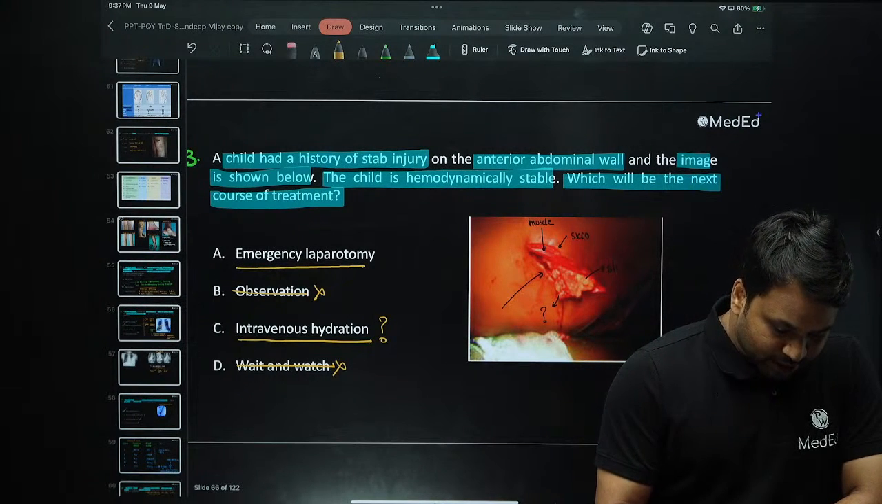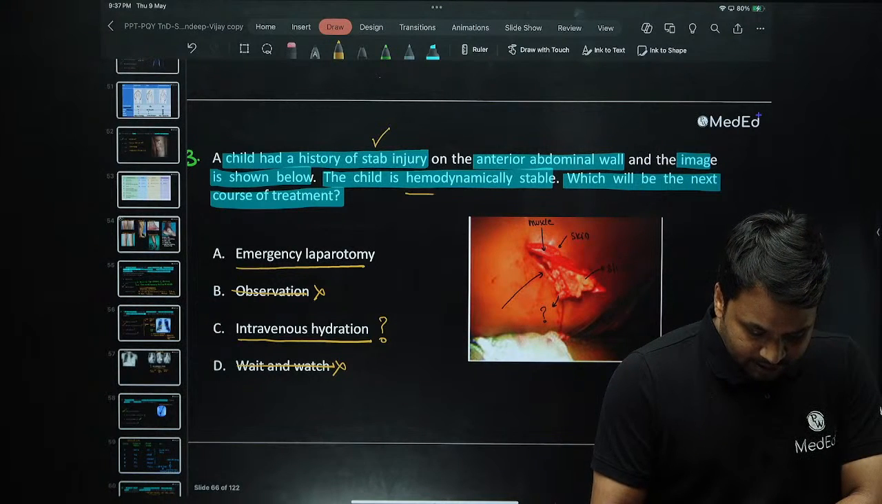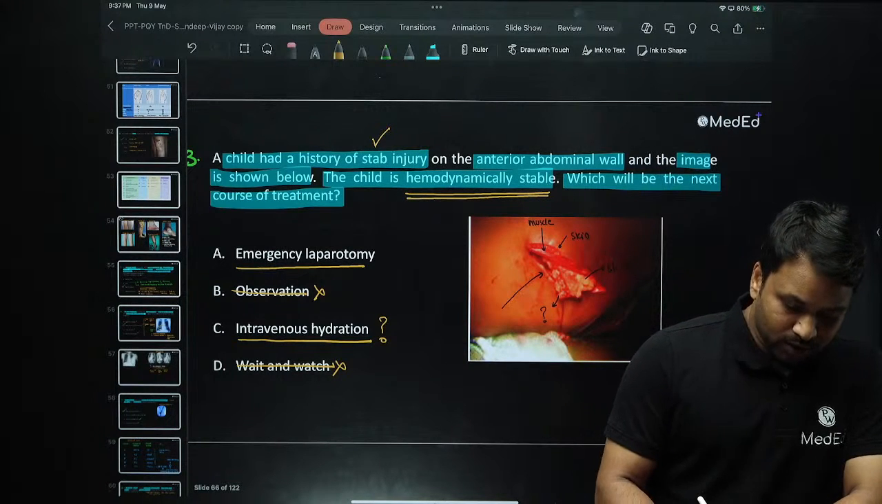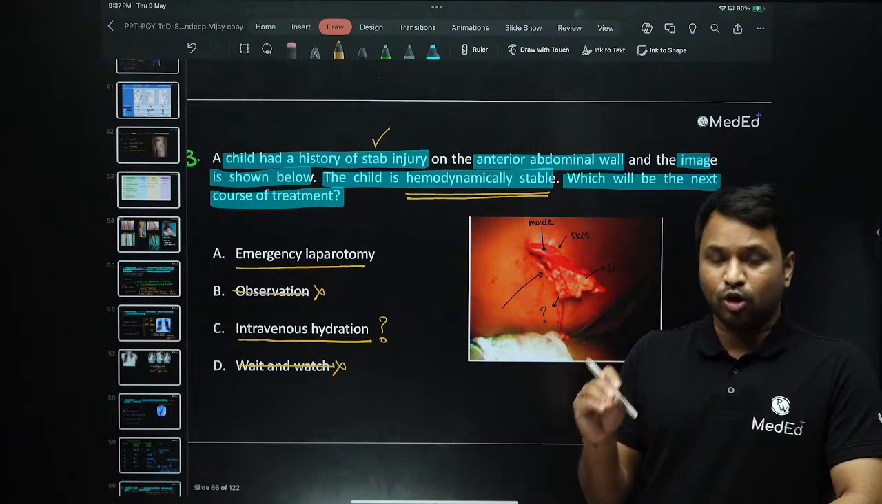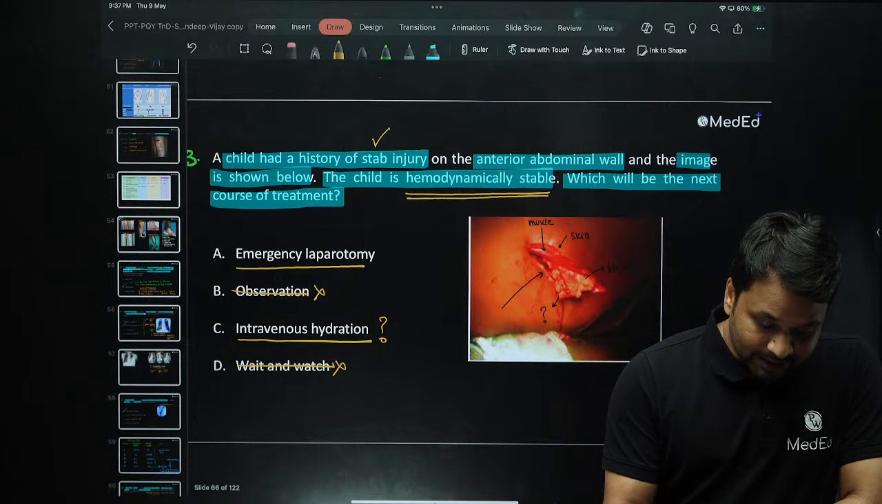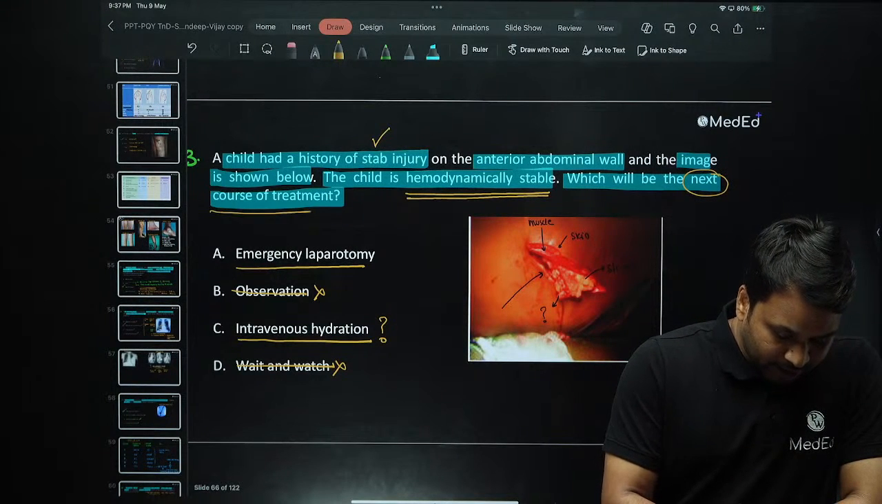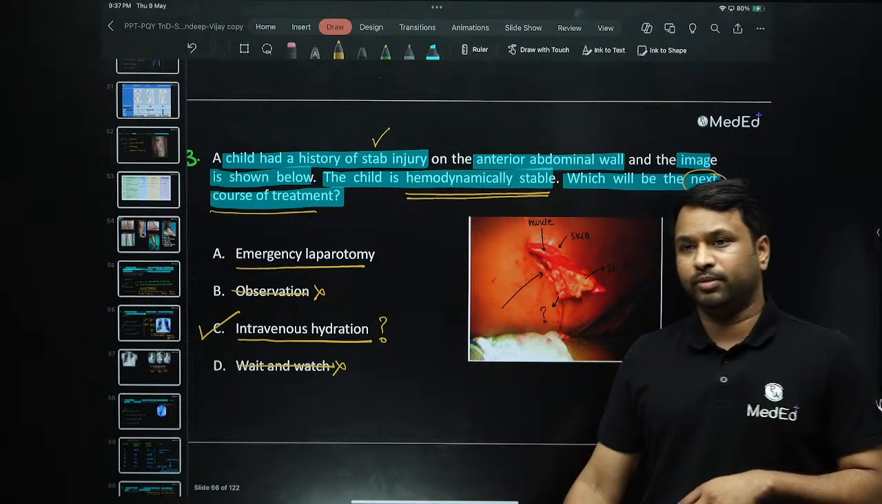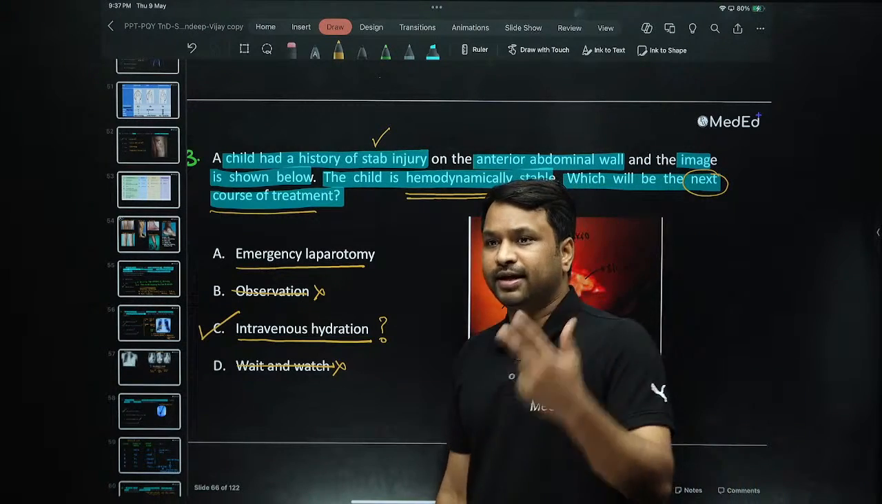So here the patient has a stab injury. Image is shown, the hemodynamically stable status, right? Now, if the patient is hemodynamically stable, I don't look into further context here. But what will be the next course of treatment? Always resuscitate and then do laparotomy. Okay? Always resuscitate and then do laparotomy.